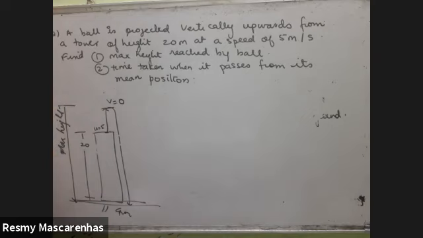So what will it be? It's whatever distance it has covered from here to here, plus 20. So now let us see how much distance this ball has covered from this part to this. We'll calculate this S.